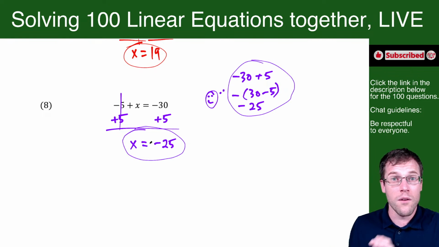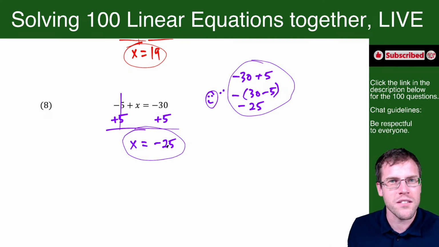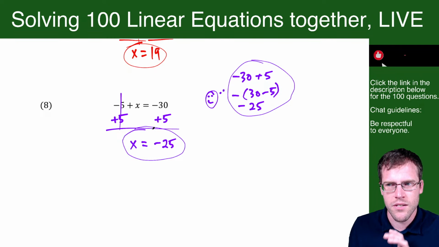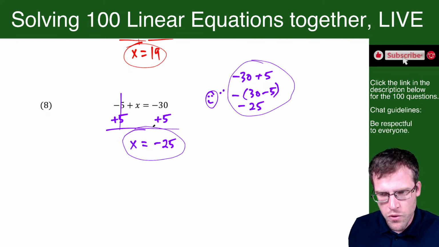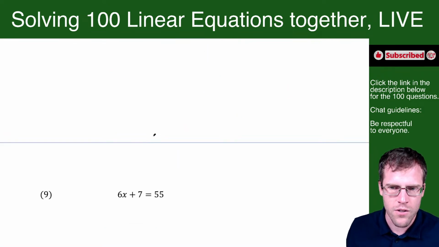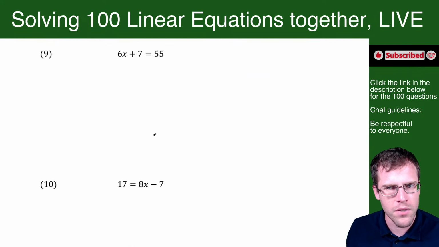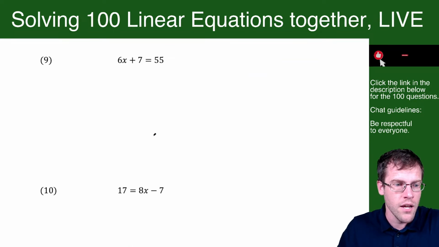One of the most important prerequisite skills you need to be good at solving linear equations is integer operations. You have to be really awesome at integers. It takes time, but you can get good at it.